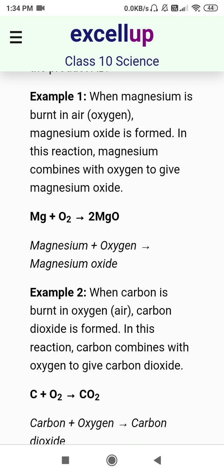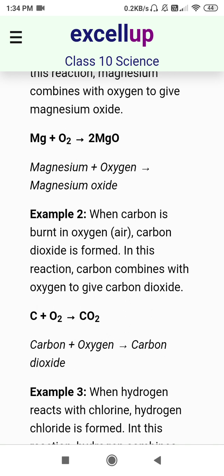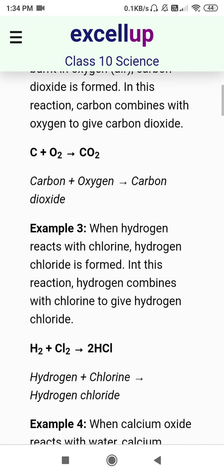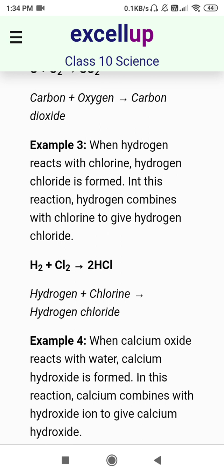Next example is the burning of carbon in air. Whenever we burn a fuel, we burn carbon. When carbon is burnt in air, it produces carbon dioxide. C plus O2 is equal to CO2. Carbon plus oxygen is equal to carbon dioxide. The third example is the reaction between hydrogen and chlorine. When hydrogen reacts with chlorine gas, then hydrogen chloride is formed. The equation is H2 plus Cl2 is equal to 2HCl. Hydrogen plus chlorine is equal to hydrogen chloride.